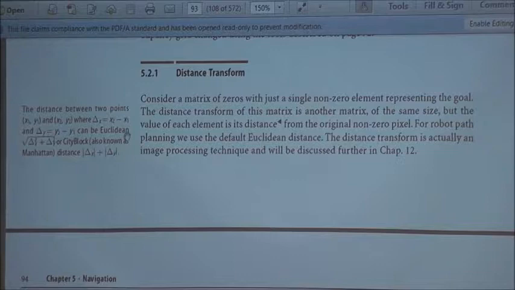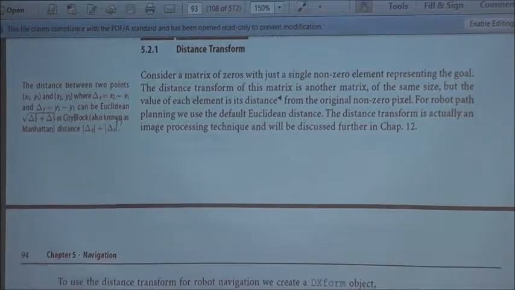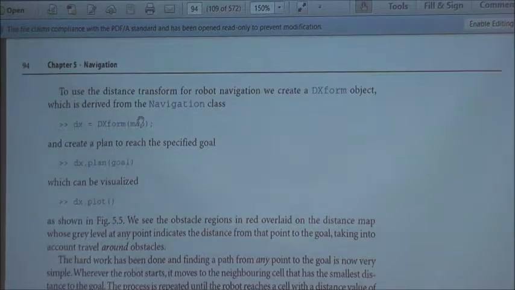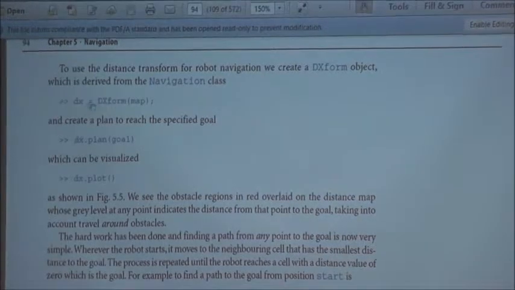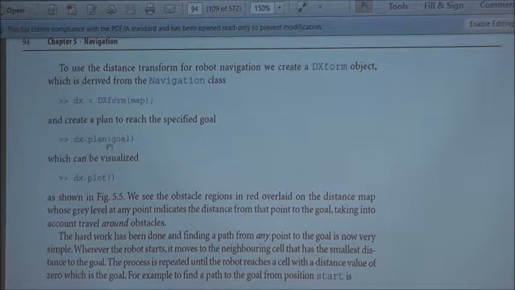So this particular navigation, distance navigation, is governed by the command DXform, starting with your map. Then dx will be your distance to the goal, and you can create a plan to reach the specific goal, and then you can plot it.